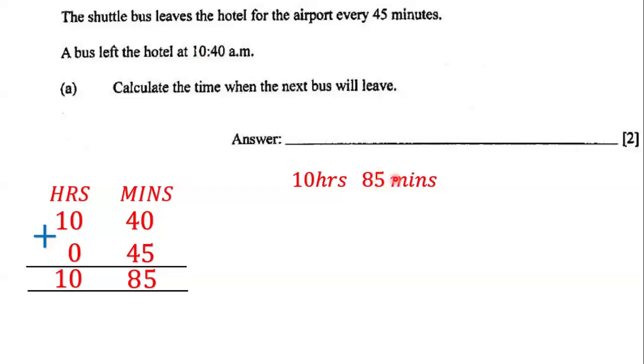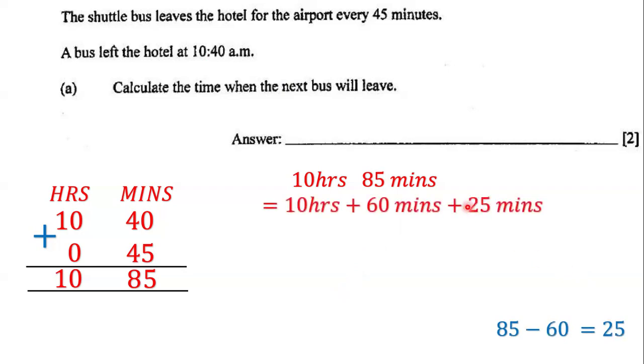And we notice that 85 minutes, well, 1 hour, what is 1 hour? Well, 1 hour is 60 minutes, right? So 1 hour is 60 minutes. And so what that means is we're going to take 85 and subtract 60. So we have 85 minus 60, which gives us 25 minutes. And so we can express 85 as 60 plus 25. So that's what we have here, 10 hours plus 60 minutes plus 25 minutes.